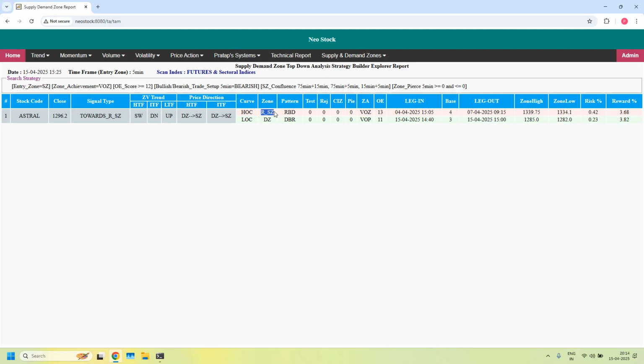That means this 5 minute supply zone is overlapped with the 15 minute supply zone, and both together are overlapped with the 75 minute supply zone. But the 75 minute trend is sideways, so checking EMA confluence does not give any advantage. So this is about the bearish trade setup for hourly income trade.